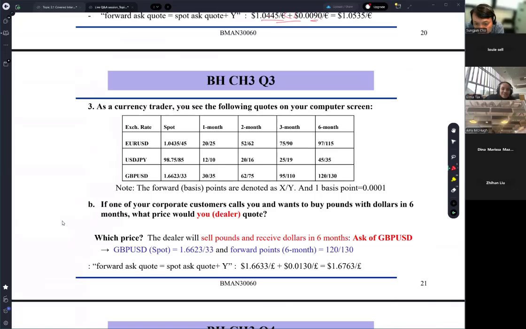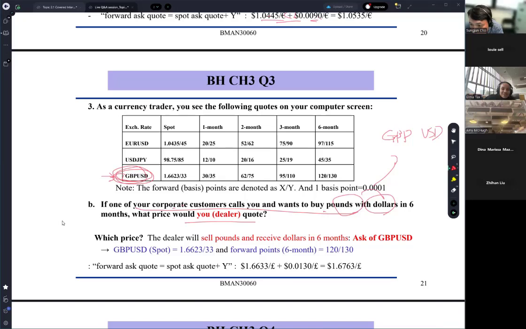B, if one of your corporate customers calls you and wants to buy pounds, this sentence means you are a dealer, right? The corporate customer calls you and asks what price you are going to quote. So you are the dealer here, setting the price for them. They want to buy pounds with dollars, so we are exchanging GBP for USD, and the customer wants to buy.